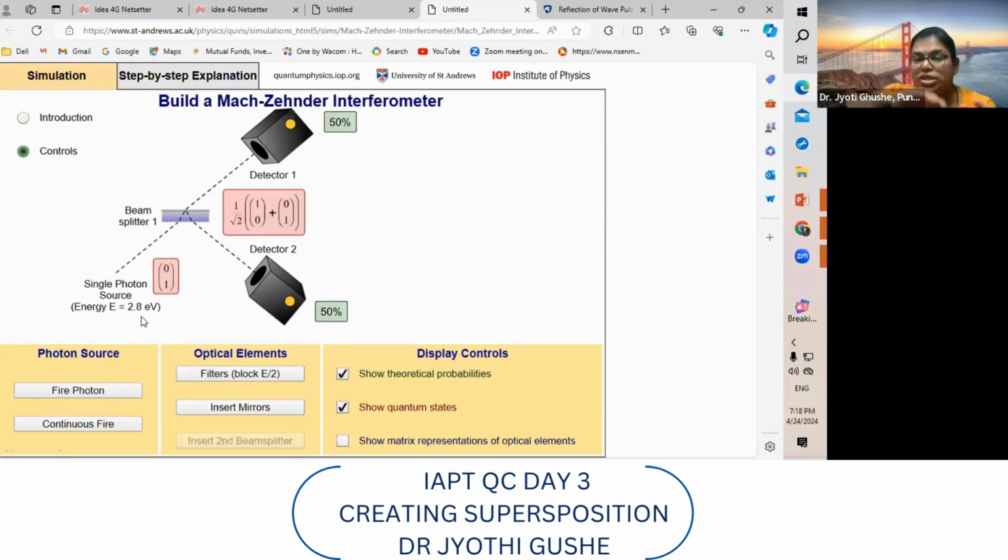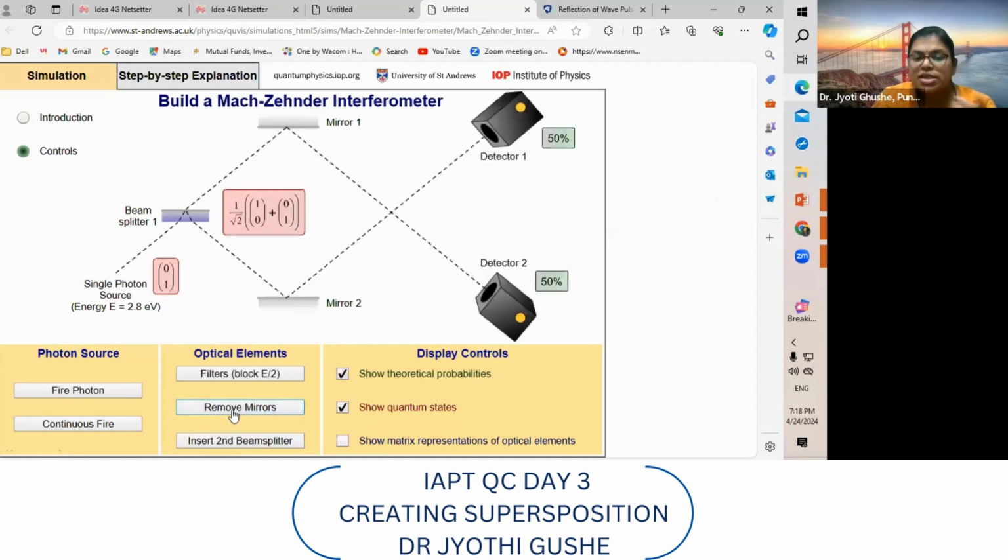It can go in detector 1 with 50% probability. It can go in detector 2 with 50% probability. So the beam splitter is creating superposition. It is giving us multiple states with definite probabilities: a 50% chance of getting the photon in detector 1 and in detector 2.